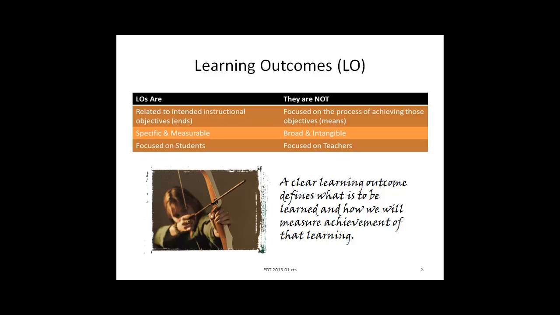Learning outcomes are focused on the student. We don't really care about the teacher. The teacher is going to be able to teach toward those learning outcomes, but the learning outcomes don't tell us how to actually teach them. That's a whole different issue. Here you see our definition. A clear learning outcome is what is to be learned and how we measure the achievement of that learning. So it's really two different components that we're looking at when we look at learning outcomes.